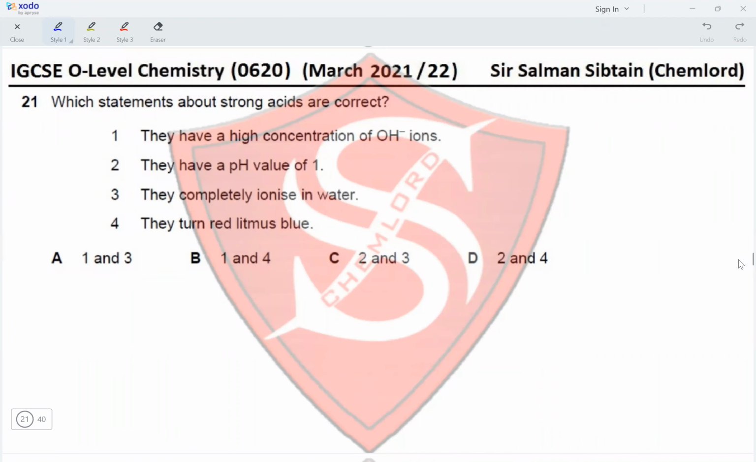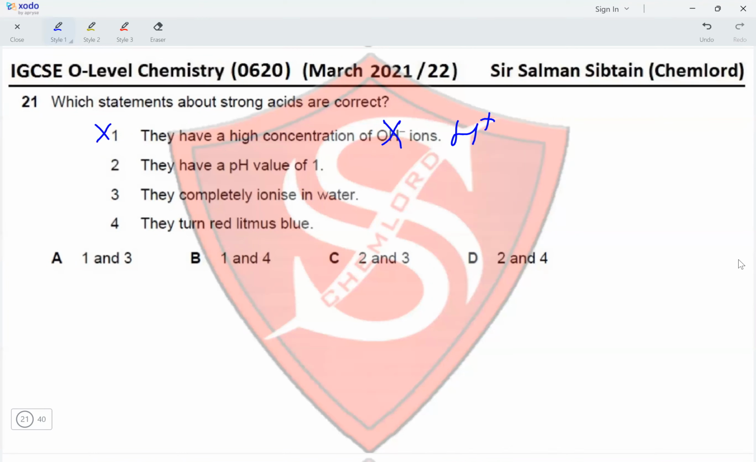Hi guys, this is IGCSE O-Level Chemistry, paper 22, extended MCQs, March 2021, question 21. Which statements about strong acids are correct? They have a high concentration of OH negative ions. That would make them bases, not acids. Acids have a high concentration of H positive ions. So statement 1 is incorrect.